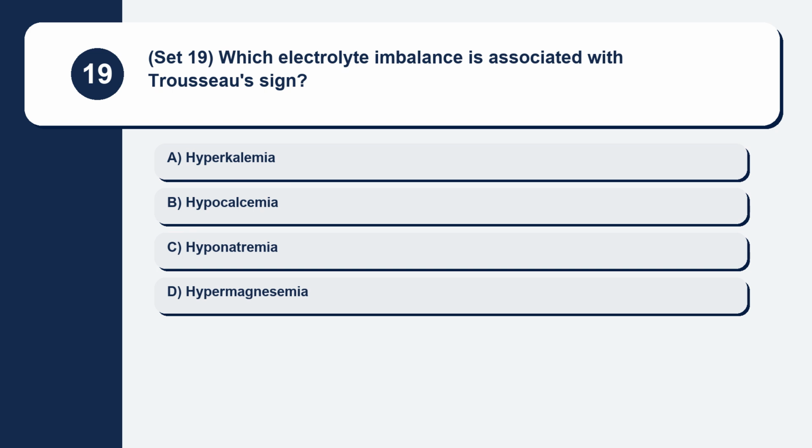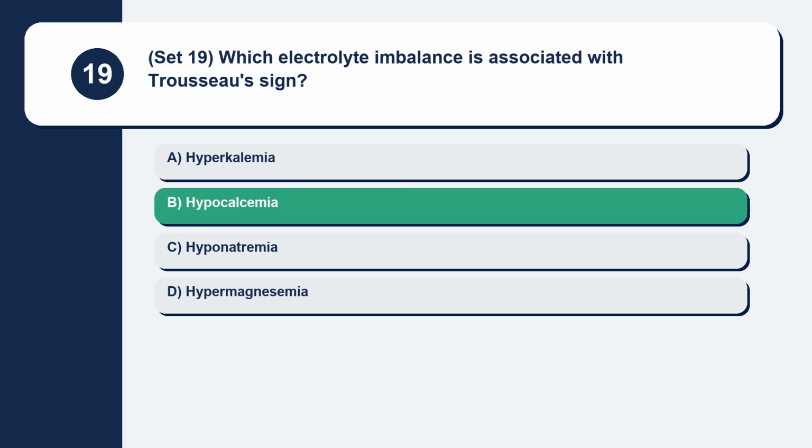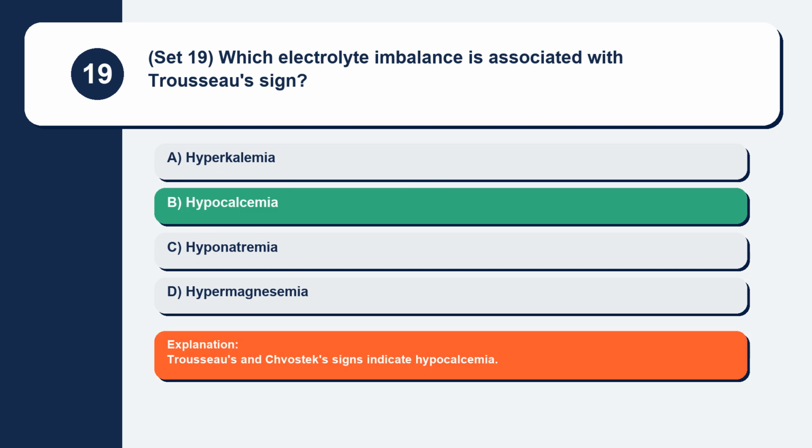Question 19. Set 19. Which electrolyte imbalance is associated with Trousseau sign? Hyperkalemia, hypocalcemia, hyponatremia, hypermagnesemia. Trousseau's and Chvostek's signs indicate hypocalcemia.